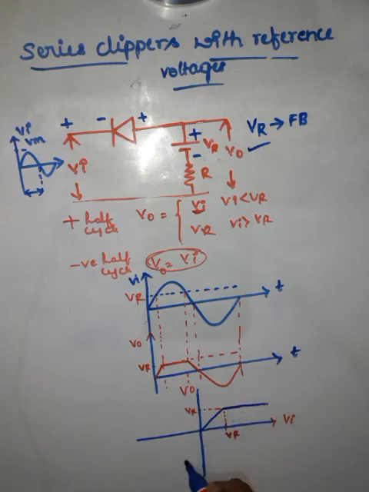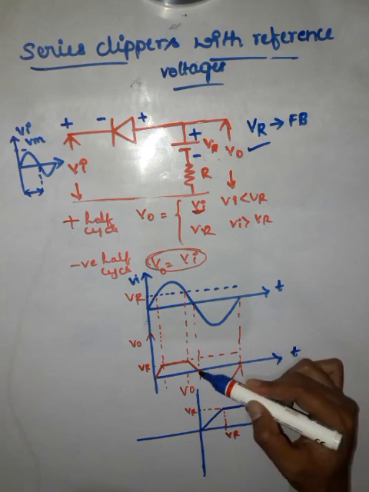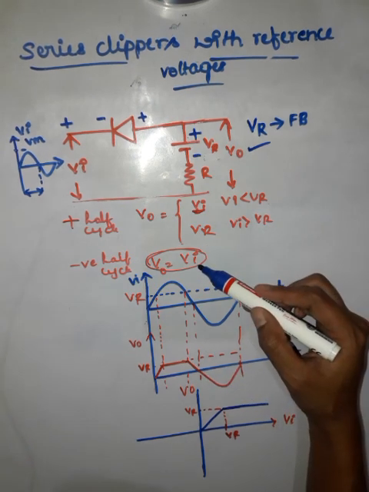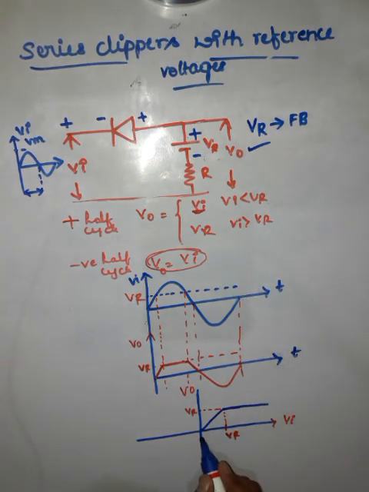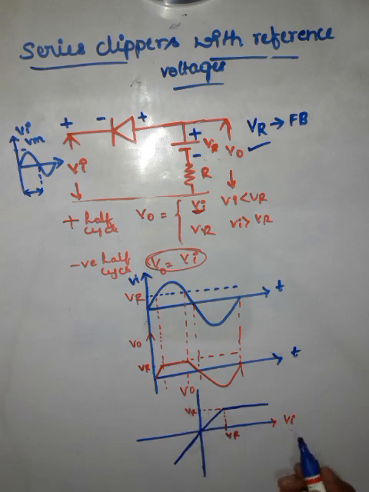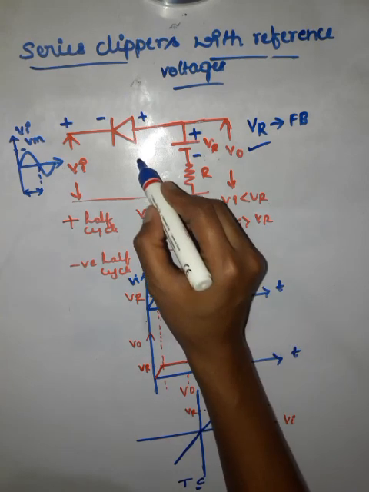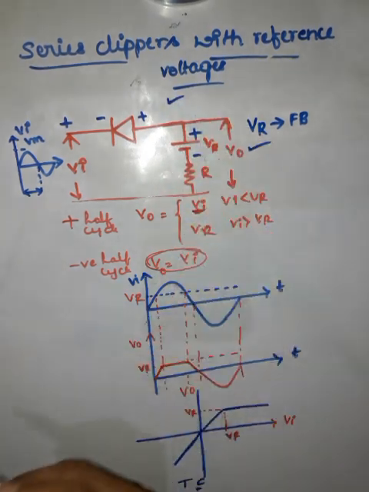During the negative half cycle, whatever the input is, it will just appear across the output. Therefore, during the negative half cycle, the output voltage V0 is equal to Vi. This is the transfer characteristics of the given series clipper circuit with the reference voltage.